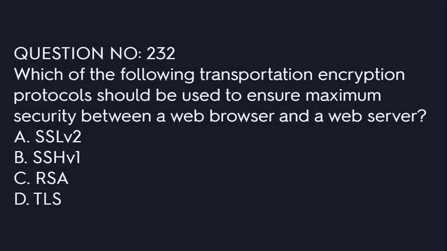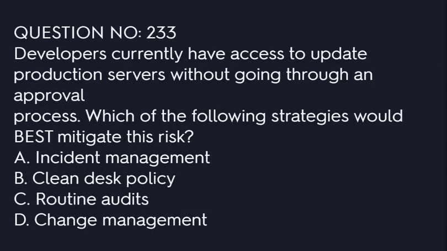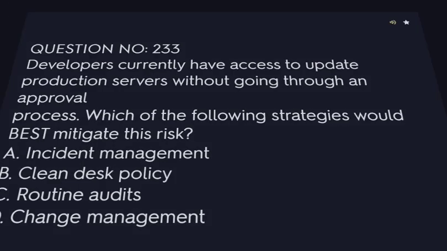Question 232. Which of the following transportation encryption protocols should be used to ensure maximum security between a web browser and a web server? A. SSLv2, B. SSHv1, C. RSA, D. TLS. D. Question 233. Developers currently have access to update production servers without going through an approval process. Which of the following strategies would best mitigate this risk? A. Incident management, B. Clean desk policy, C. Routine audits, D. Change management. D.